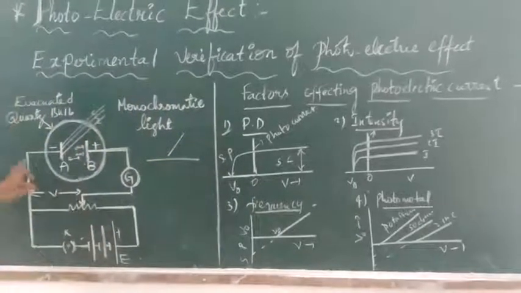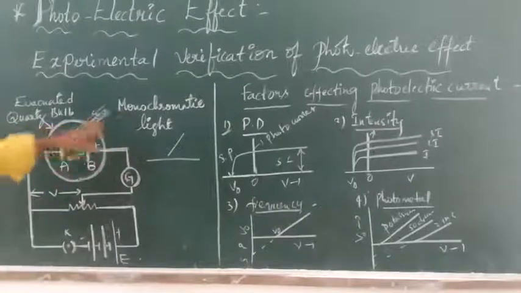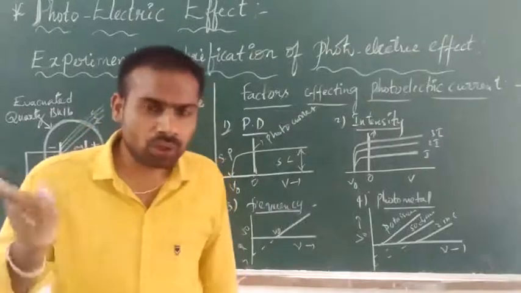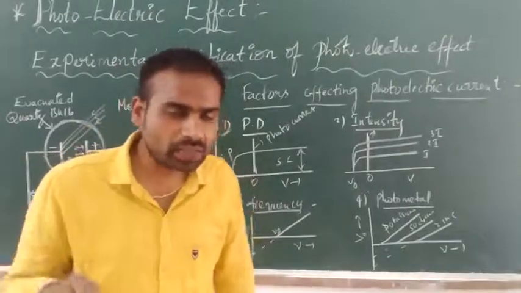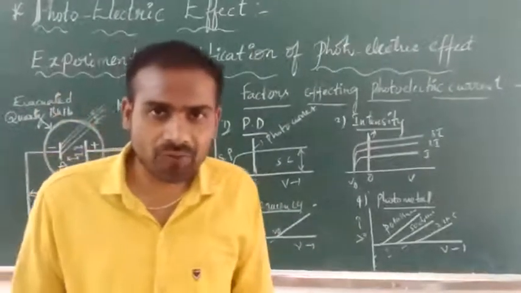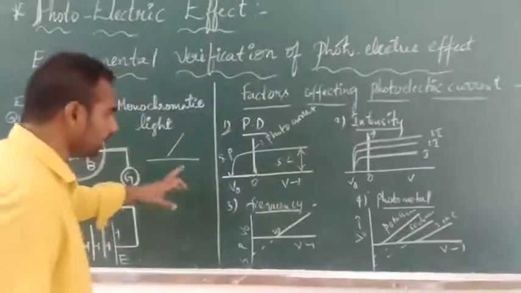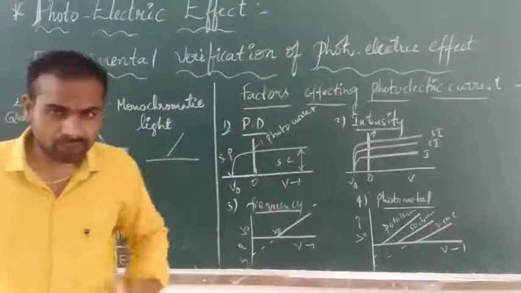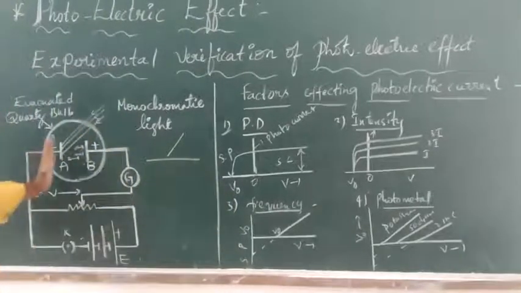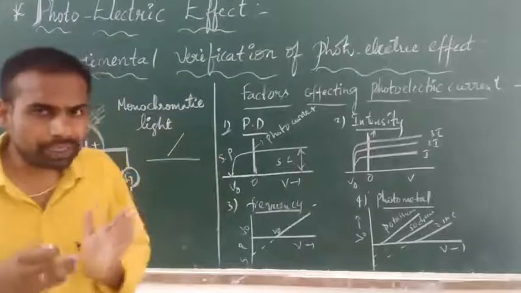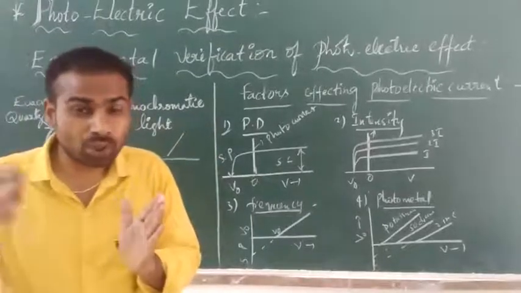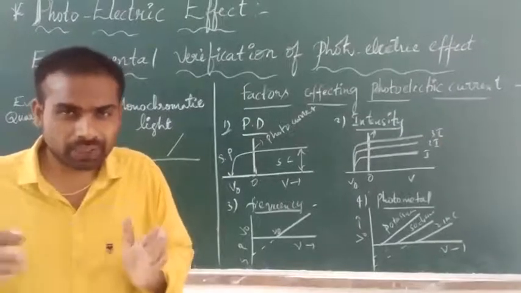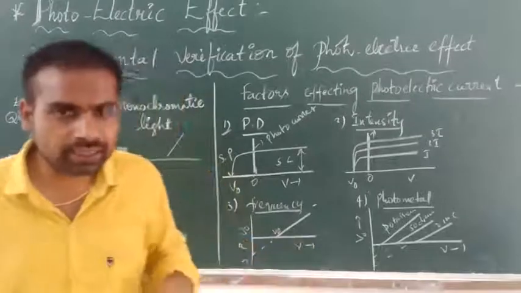Next, it will depend upon the frequency of light used. Whatever monochromatic light we are using, the photoelectrons emitted from the metal surface also depend upon the frequency of light used. That is the third factor. Fourth one, photometal. Whatever metal we are using here, the photocurrent depends upon that metal also. For different metals the photocurrent is different.